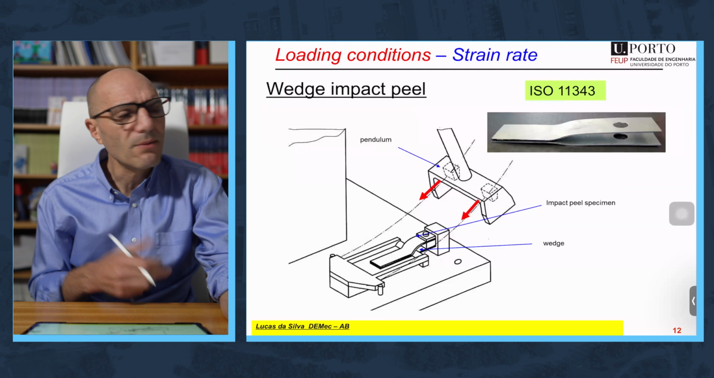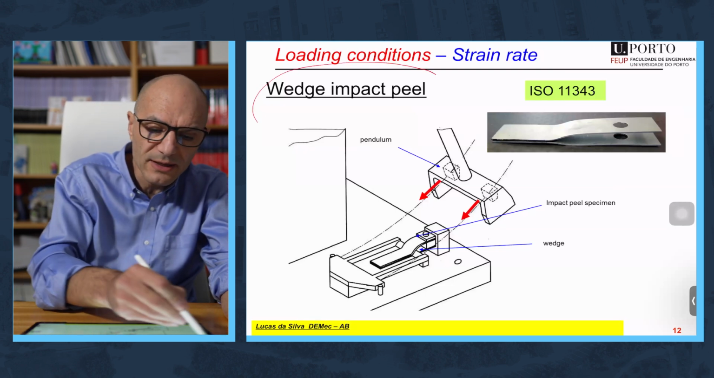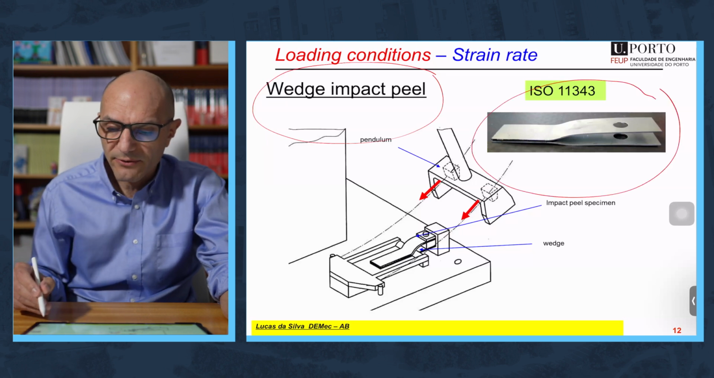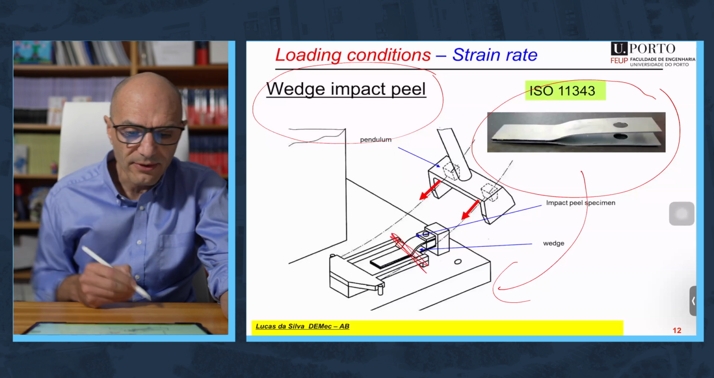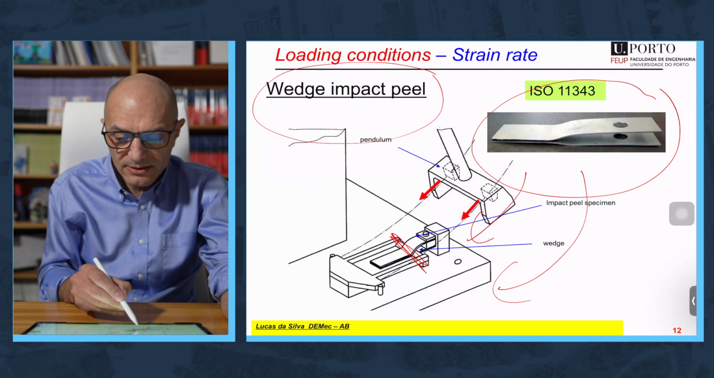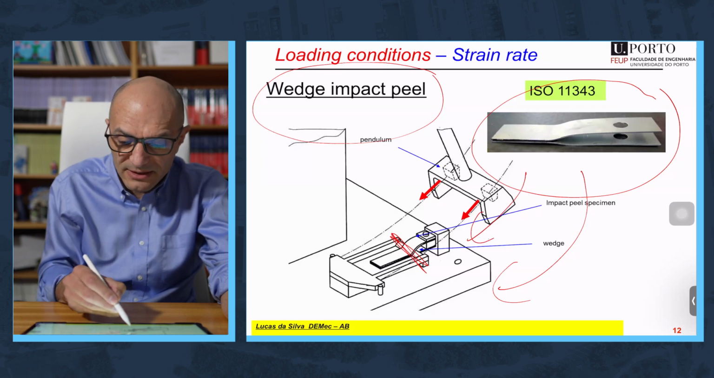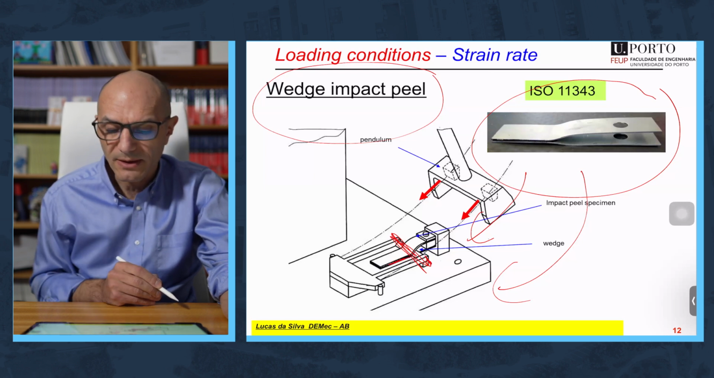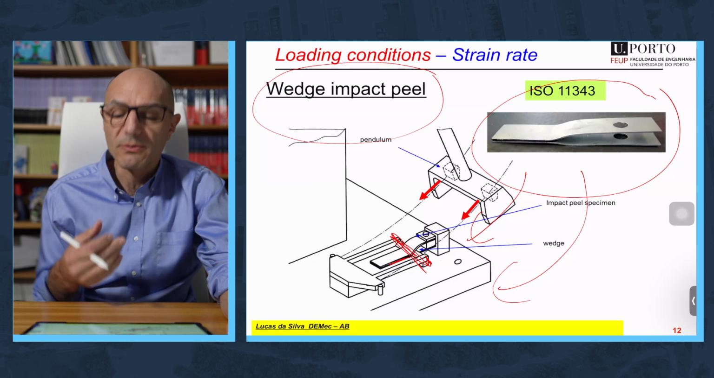One very common specimen used in impact situations is the wedge impact peel, especially in the automotive industry. You have here an image of the specimen and how it is loaded. So you have a kind of wedge, and this will be impacted, in this case by a pendulum, but it can be another device. It will impact the wedge and load the specimen under peel. And you can, like this, assess the capacity of the adhesive to absorb energy.